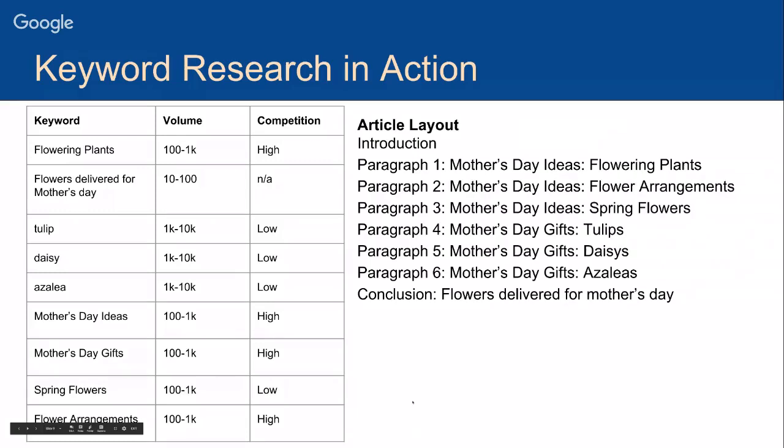And her article layout is as follows. A brief introduction, her first paragraph, Mother's Day ideas, that's one of her keywords. Flowering plants, that's another one of her ideas. Keyword ideas, flower arrangements. So she can see that all of her keywords are easily turning into headers for the pieces of content that she could write.